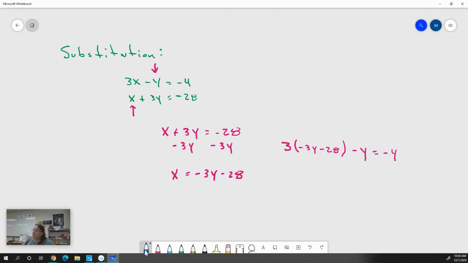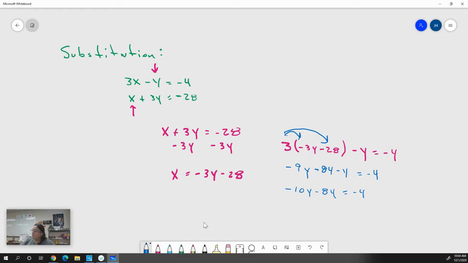So we're just going to solve right now. We're going to distribute this 3, and I'm going to get minus 9y minus 28 times 3, which would be 84. Minus y equals negative 4. I'm going to combine my like terms. I have minus 9y minus y. That gives me minus 10y minus 84 equals negative 4.